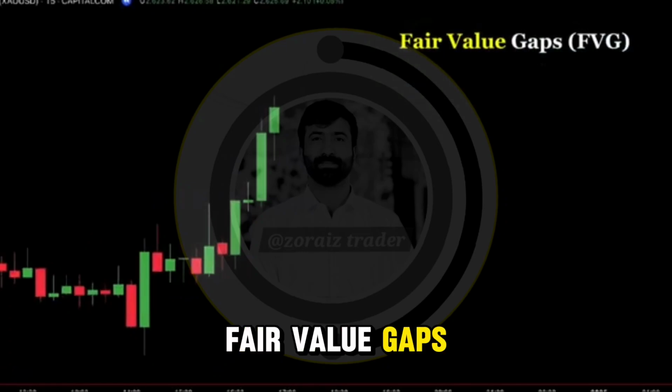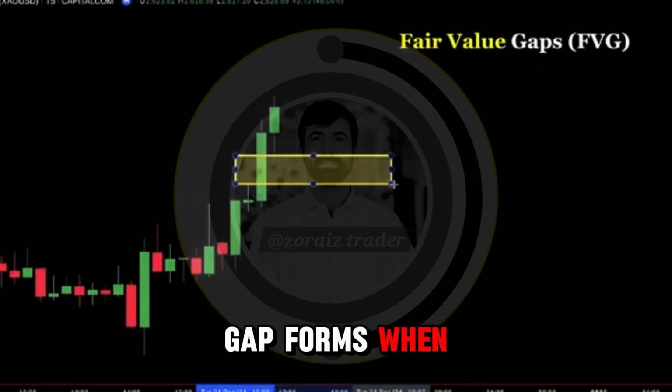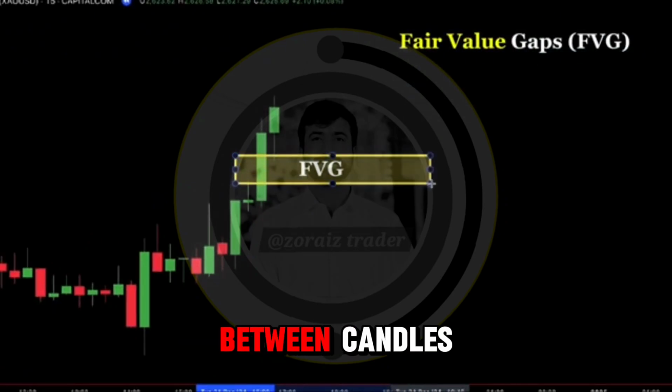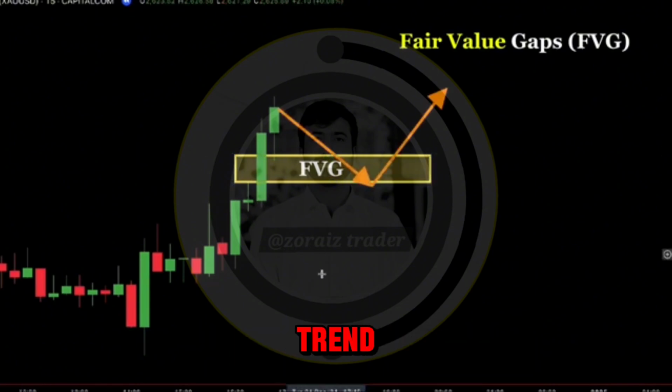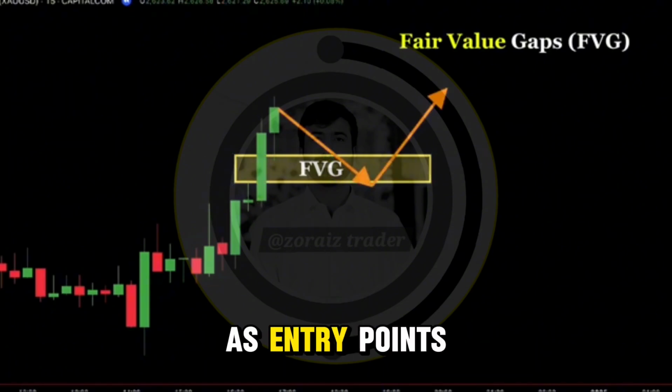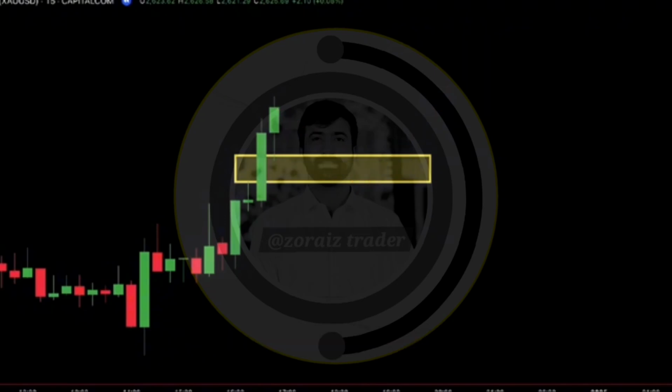Fair value gaps. A fair value gap forms when sharp price movement creates a gap between candles, acting as a magnet for price to retest before continuing the trend. Traders use these gaps as entry points for potential profits.